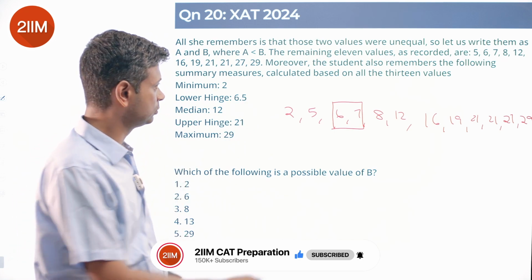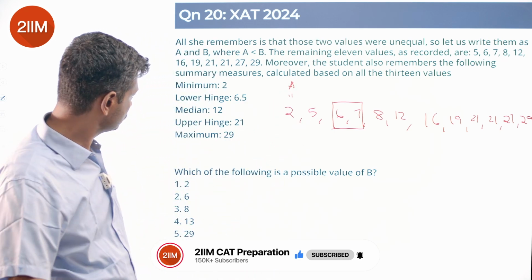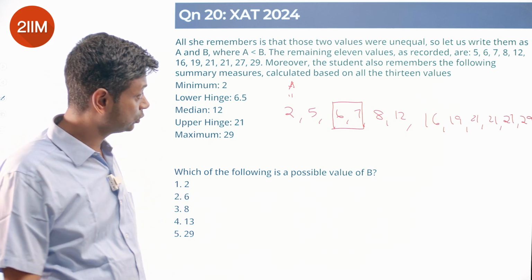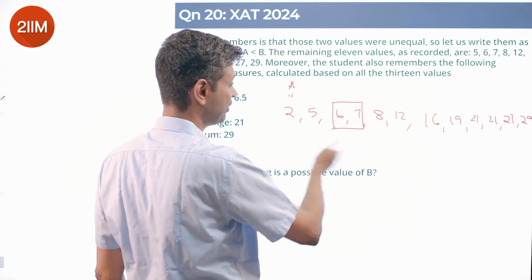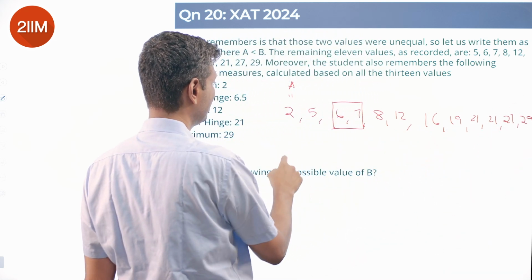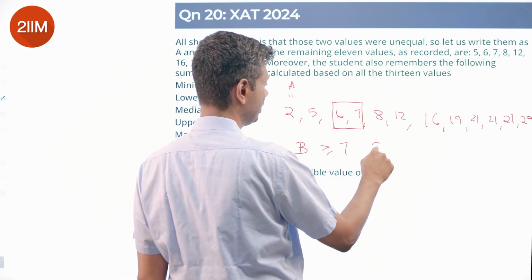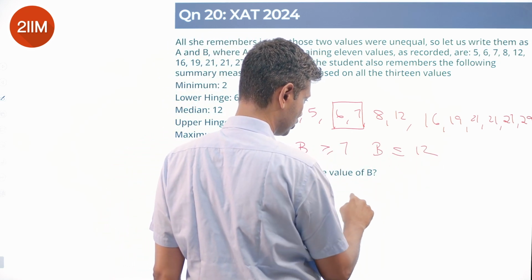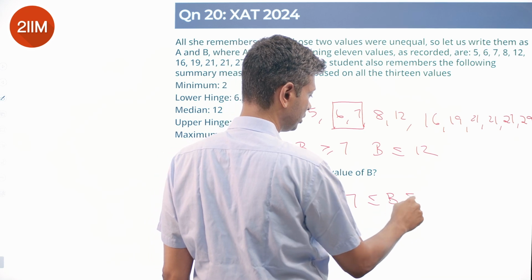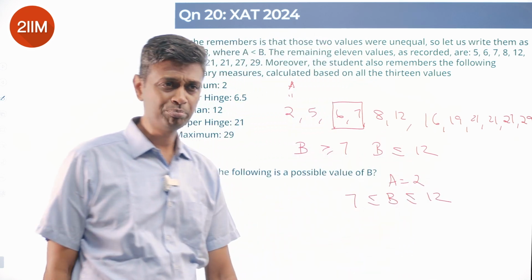A is 2. B is greater than or equal to 7. The median is 12. So to 12's right should be 6 terms, left should be 6 terms. 1, 2, 3, 4, 5, 6 are already there. 6 should be here. Or B is greater than or equal to 7. B is less than or equal to 12. 7 less than or equal to B less than or equal to 12. And we know A is equal to 2. And B sits between 7 and 12.